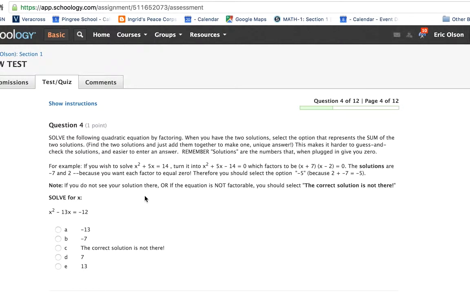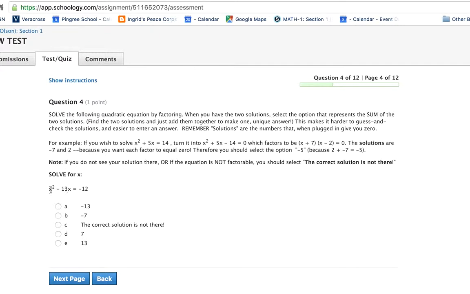Two solutions. Just add them together, but make sure they're real solutions. Okay, so going to factor this, I'm going to move the 12 over.